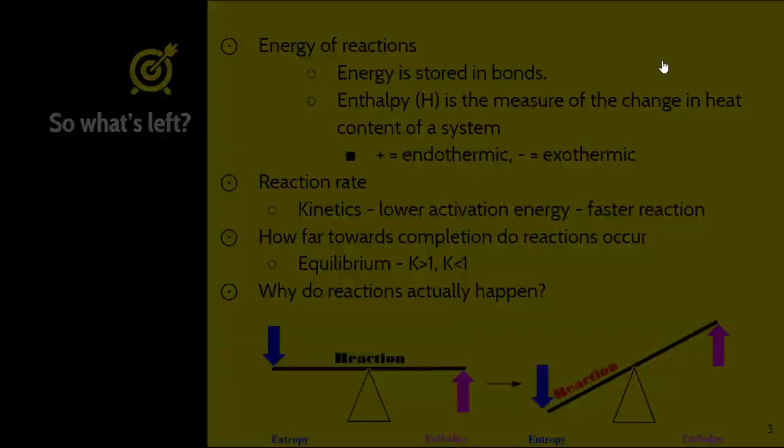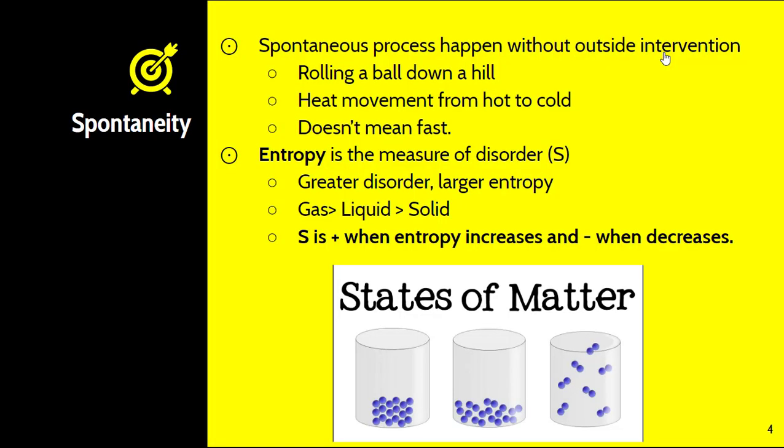Now, spontaneous processes happen without any outside intervention, meaning that there's no extra energy that has to be input into the system in order for the spontaneous process to occur. So think about rolling a ball down a hill. If a ball just sits there and it will roll down the hill, there's no extra energy that needs to be input in order for the ball to roll down the hill. Same thing with heat moving from hot to cold. No extra energy has to be input. It just kind of naturally does it on its own. That's what I mean by spontaneous reactions. Now, spontaneous does not necessarily mean fast. If we're talking about the speed of a reaction, then we want to focus on kinetics, which is a little bit different than focusing on spontaneity.